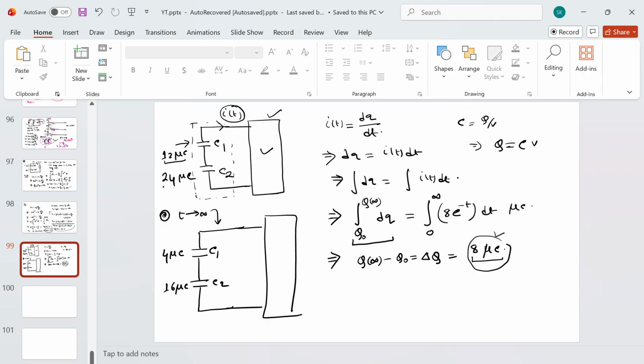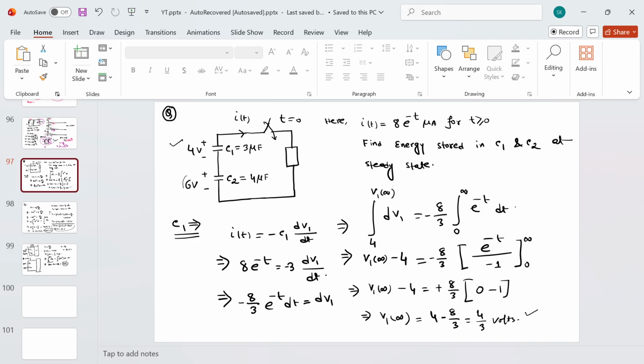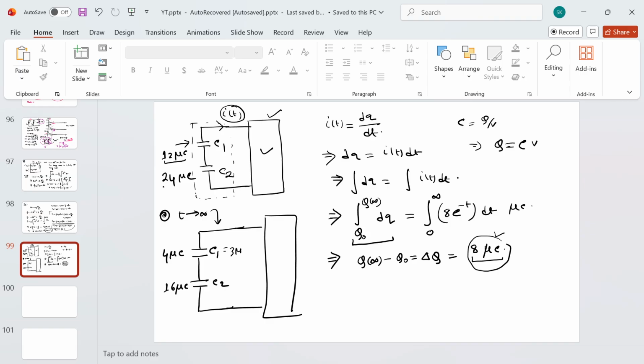Now you can comment on the voltage that you will get at steady state. C1 was 3 microfarad and C2 was 4 microfarad, right? So from this also you can calculate. This is your Q1, this is your Q2 at steady state. You can calculate the voltages. V1 at infinity is simply Q by C, so 4 by 3, and V2 at infinity is simply Q by C, so 16 by 4, which is 4 volt.